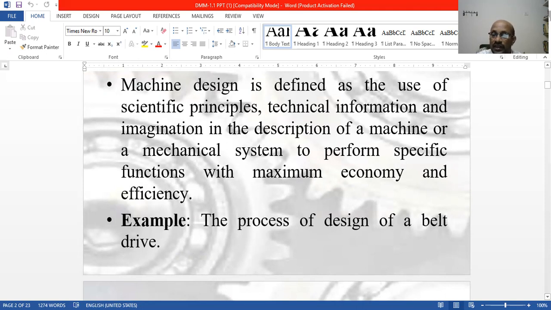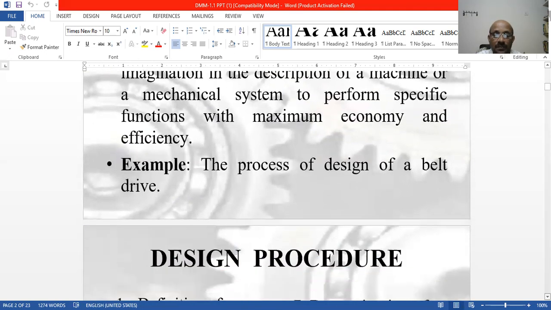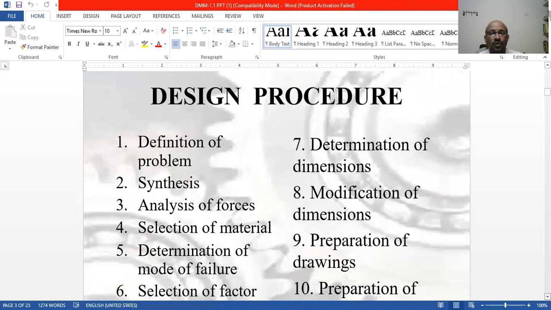Now we will see what the design procedure is. The first one is definition of the problem. We have to define the problem, which product we are going to design, and for which purpose. That is the definition of the problem. Again, the synthesis, where we have to consider all the things, materials. These are the design synthesis. What is the procedure for that?